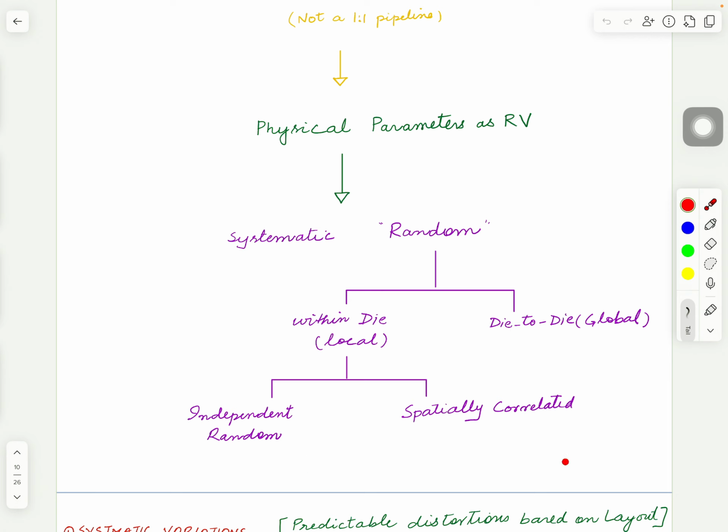This one is AOCV derates that we will also look into, based on distance, path depth, and all that. Previously we used to have global corners versus fixed derates. And then we figured this out. We said, okay, we will apply AOCV derates, changing derates based on depth and distance. But this component is becoming more and more significant, and statistical analysis techniques are applicable to this component.